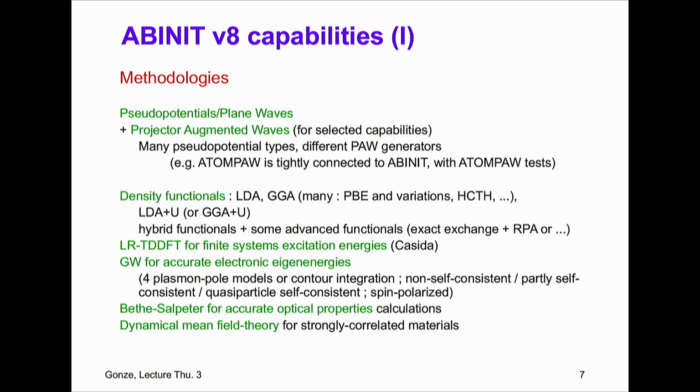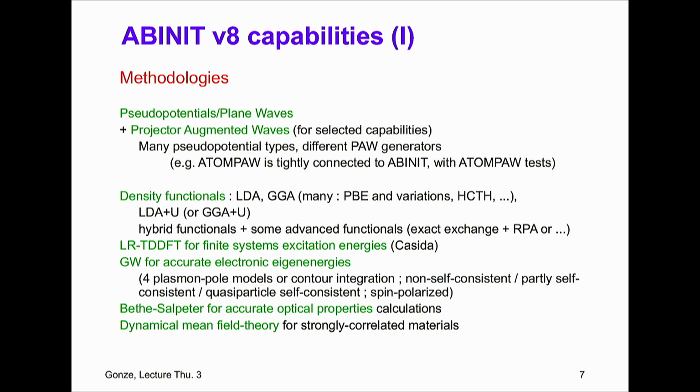So, like Quantum-Espresso, ABINIT has many capabilities. I will quickly go through them. We can do calculations using the most simple basis set for electronic structure calculation, namely plane waves with norm-conserving pseudopotentials. But we also have the projector augmented wave for many, but not all, capabilities. It's more difficult to develop than with norm-conserving pseudopotentials. And we have many pseudopotential types that can be used, and also different PAW generators.